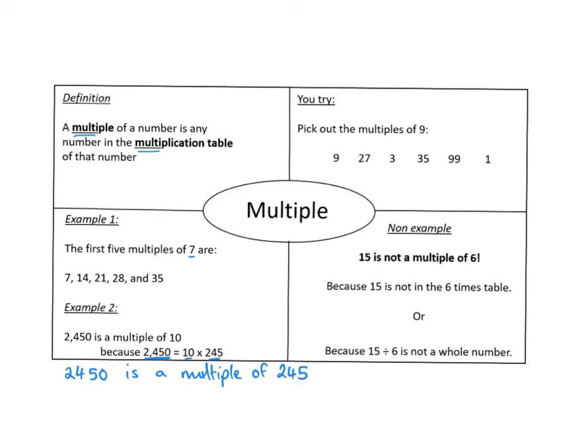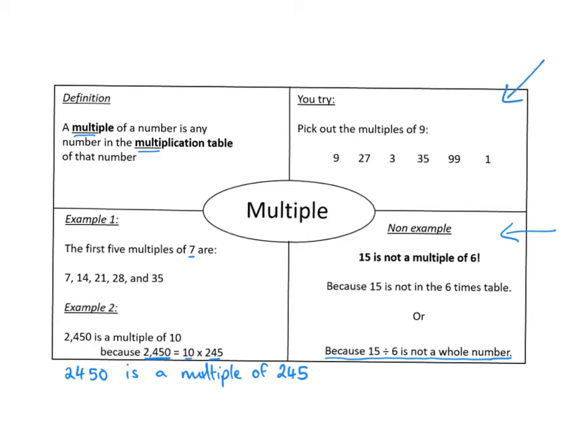Okay, let's go on to this box next, non-example. 15 is not a multiple of 6 because 15 is not in the 6 times table. Multiples of 6 are all the numbers in the 6 times table. But it's also, and this bit's quite important, also because this division is not a whole number. If 15 was a multiple of 6, it would divide with no remainder.